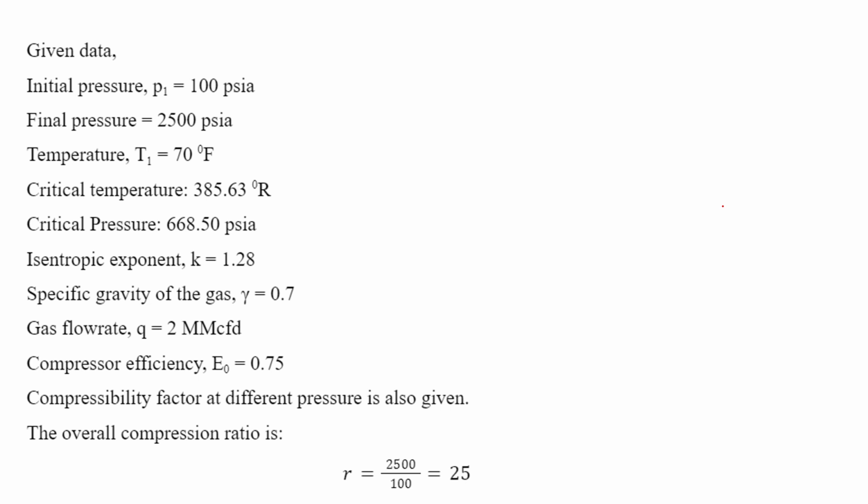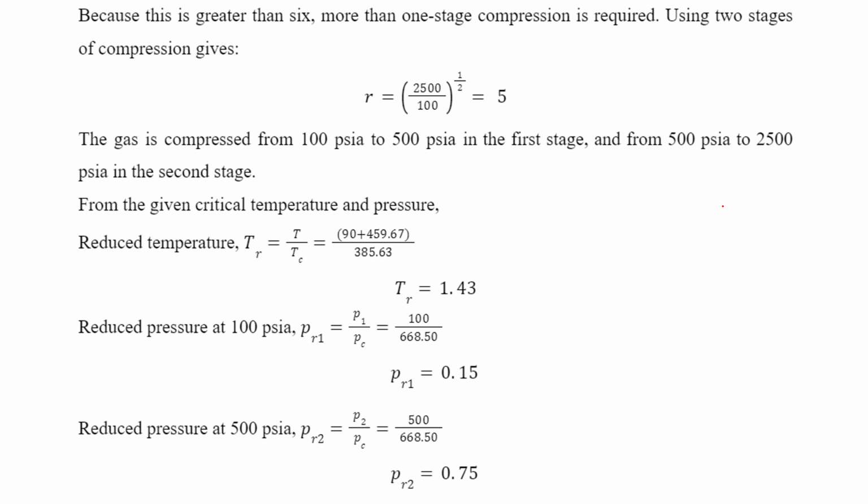From all this given data we can find out the overall compression ratio, that is R equal to the final pressure divided by the initial pressure. That is 2500 divided by 100, so we get R equal to 25. Now, because this value is greater than 6, we need more than one stage for the compression to occur. That's why we consider two stages for the compression, and from this we can find out the value of the compression ratio.